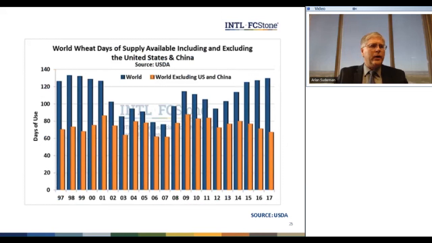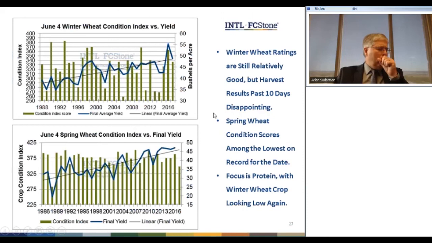Looking at wheat real quickly here, hang on with me, corn and soybean people, for our question and answer session. Basically, we've got a lot of stocks in the world, well over, what is this, over a 4-month supply of world wheat stocks. But if you remove China and the United States, then it's closer to a 70-day supply. As we look at the winter wheat conditions for this past week, we see a condition index score of around 337, I believe it was. See where that's relatively good. If you look over the past 10 years, it's over the 10-year average.